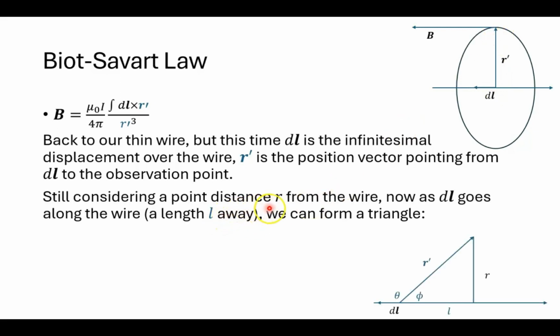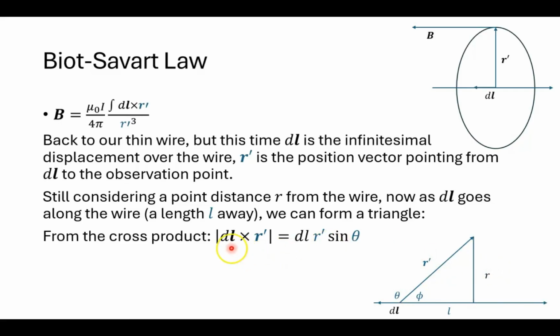And still considering a point distance r from the wire, notice that this r is not the same as this r prime here. This r is a constant, but this r prime is a variable. As dl goes along the wire to a length l away, this r prime will get longer and longer. And also we can form a right angle triangle for these three. And for the cross product, if you recall, the magnitude is the same as the magnitude of the corresponding vectors times the sine of the angle between them. Is this angle theta.